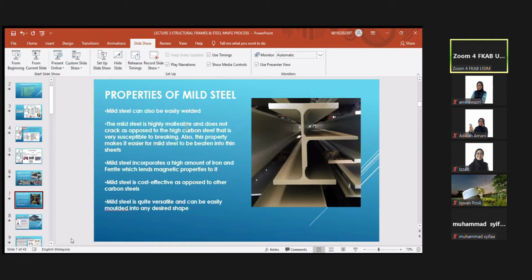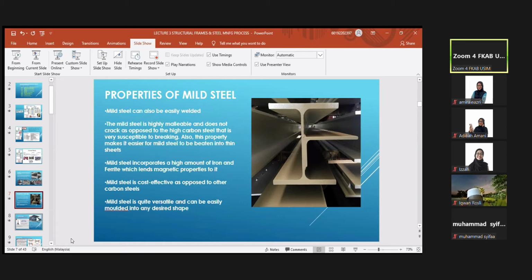Okay, mild steel is highly malleable, can be shaped, does not crack, as opposed to high carbon steel that is very susceptible to breaking, as I mentioned just now. And so this property makes it easier for mild steel to be beaten into small sheets, to be formed into small sheets. Mild steel incorporates a high amount of iron, ferrite, and has less magnetic properties to it. There are a lot of other compounds inside the mass, but later on during the process, they will disintegrate and they will remove all these impurities away. Mild steel is cost effective as opposed to other carbon steel. Very cheap. Mild steel is quite versatile and can be easily molded into any desired shape.